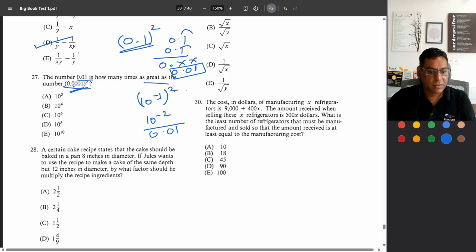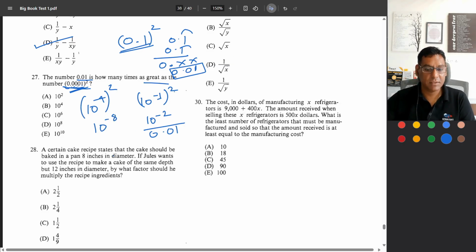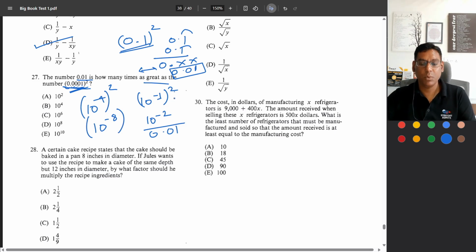Let's express this in terms of 10 raised to something. So 10 raised to what? 1, 2, 3, 4. It is 10 raised to minus 4, raised to 2. That means it's going to be 10 raised to minus 8. Don't even worry about decimals. That will become complicated. Let's do it the power way only.